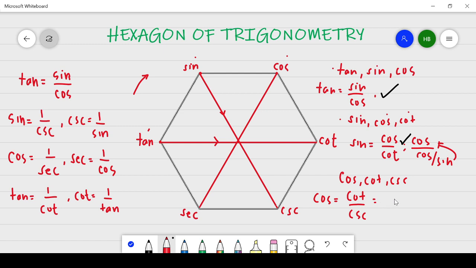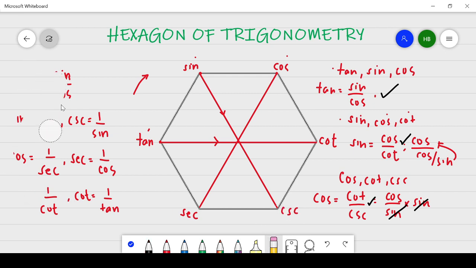So, prove nga natin kung tama. So, cotangent is your cosine over sine, and of course, cosecant is the reciprocal of sine. So, that will be sine. So, ayun, cancel mo lang si sine. So, of course, this will be correct. Cosine is equal to cotangent over cosecant. Of course, punta tayo sa right side in order for us to have more space.